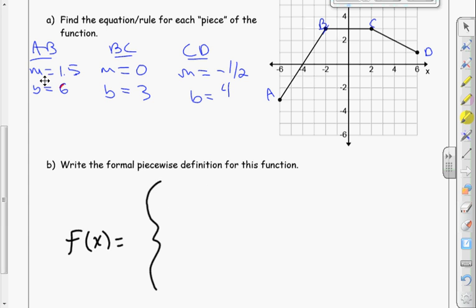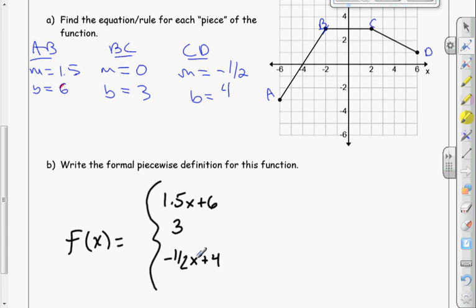So the slope of segment AB was 1.5, and its y-intercept was 6. So we would write 1.5x plus 6. BC had a slope of 0 and a y-intercept of 3. So it's just f of x equals 3. And then CD had a slope of negative 1/2 and a y-intercept of 4. So it would be negative 1/2 x plus 4.